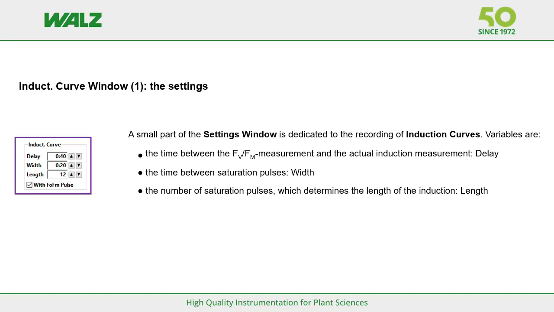The second parameter is called the width. That is the time between the saturation pulses. The default value is 20 seconds. Less is not a good idea, and again, more does not hurt.